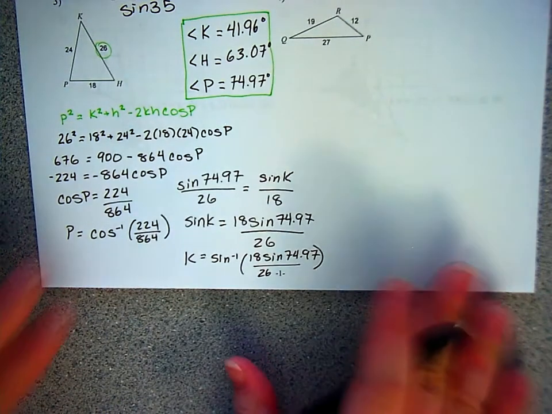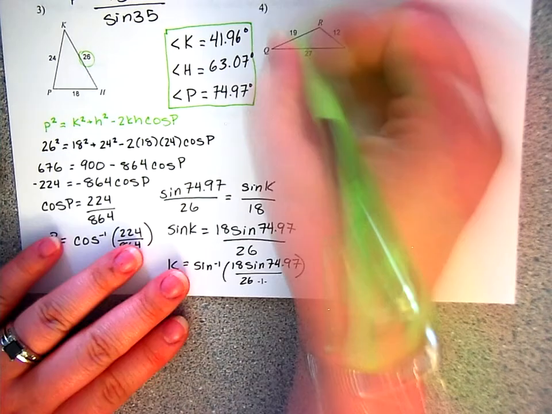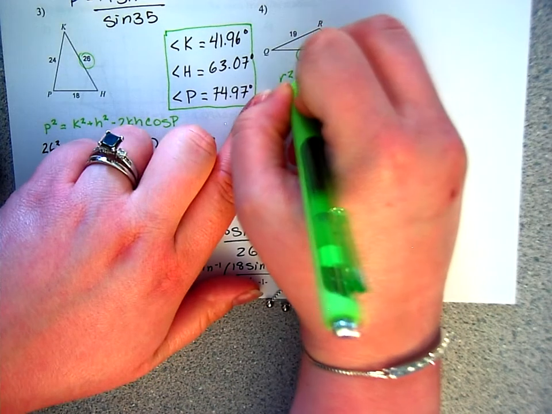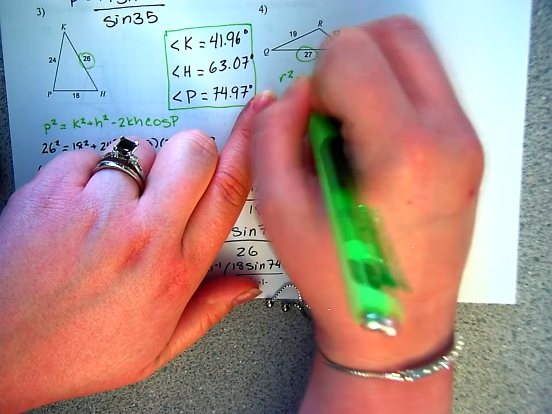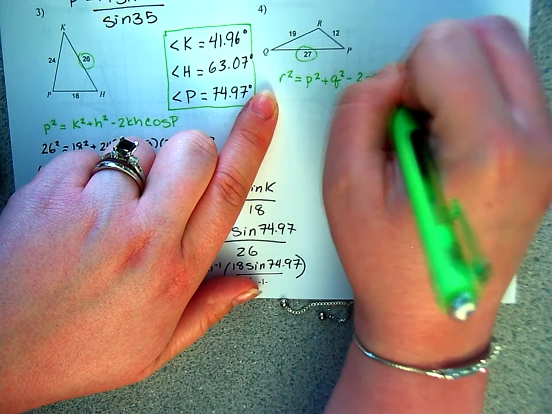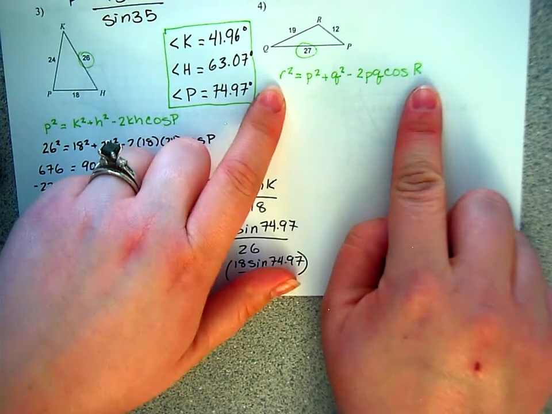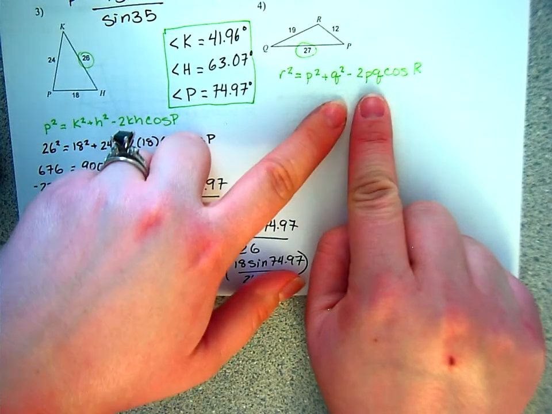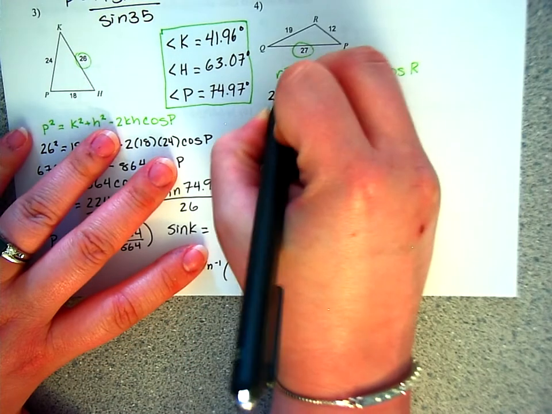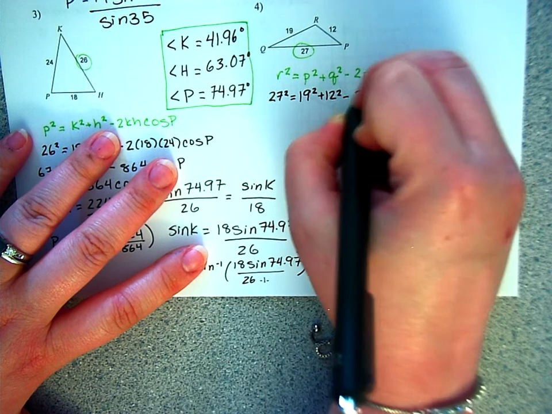We start with the largest side, so my largest side is 27. So the form that I'm plugging into is r squared equals p squared plus q squared minus 2pq times cosine r. Because our pair goes here, and then our other sides go here and here. So I'm substituting in. I'm going to have 27 squared equals 19 squared plus 12 squared minus 2 times 19 times 12 times the cosine of r.